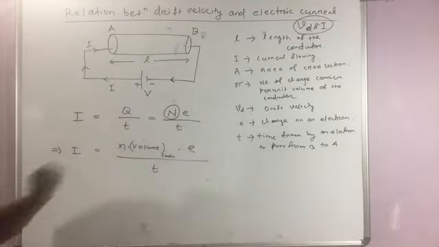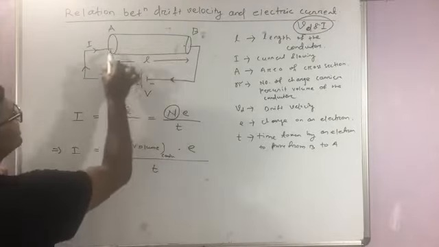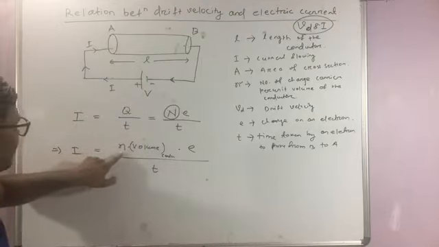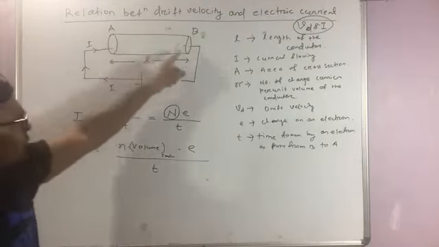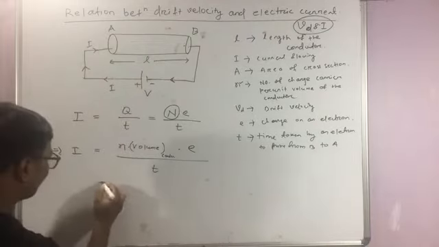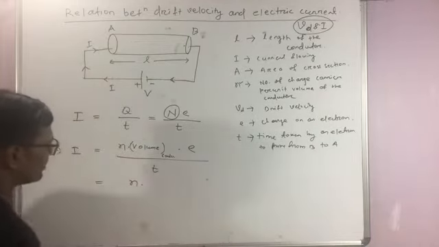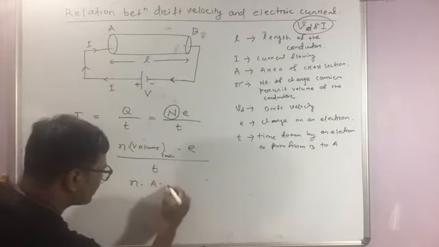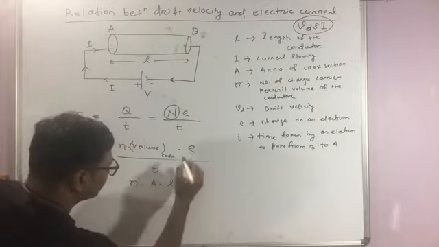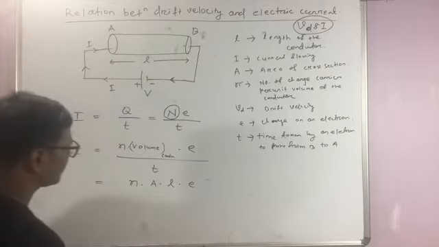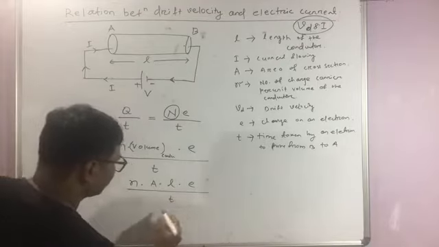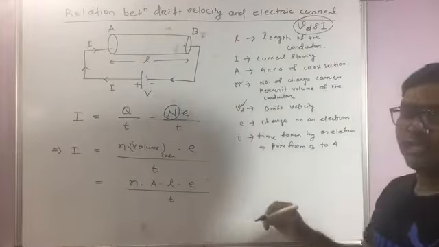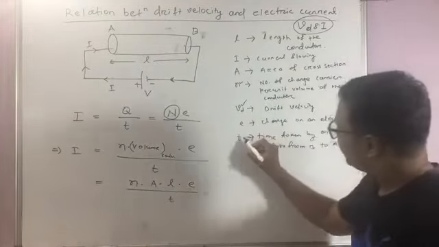Try to understand this: n is what? The number of charge carriers present inside this volume of the conductor. So small n means the number of charge carriers per unit volume. n into the volume of the conductor is what? Area of cross section into length, A into L, into e, divided by t.